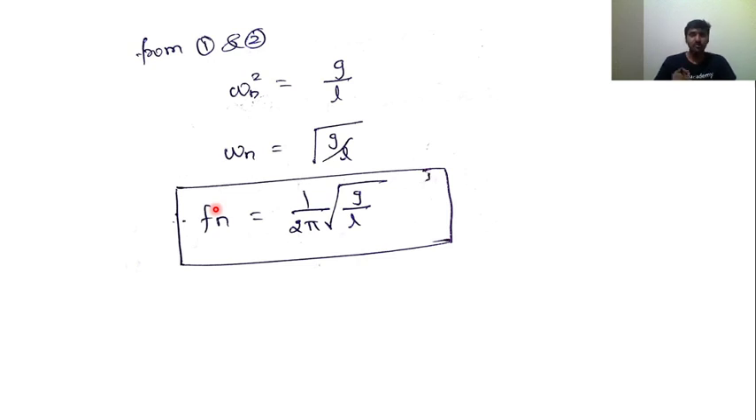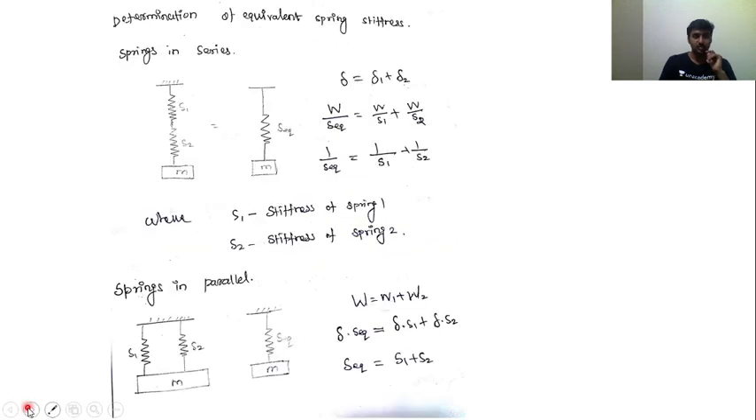Pivoting point from the mass center to the pivoting point, the length and radius of variation are different. So we have to take a different formula for the compound pendulum. We will discuss the compound pendulum in the forthcoming slides. Next we are moving into the equivalent spring stiffness.